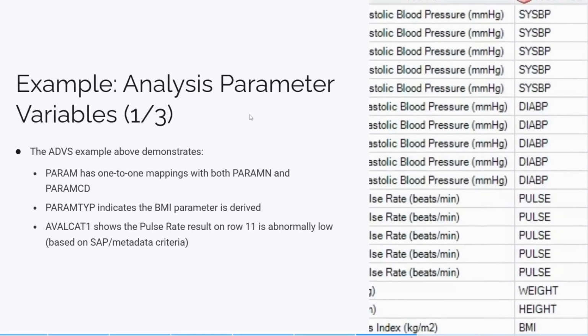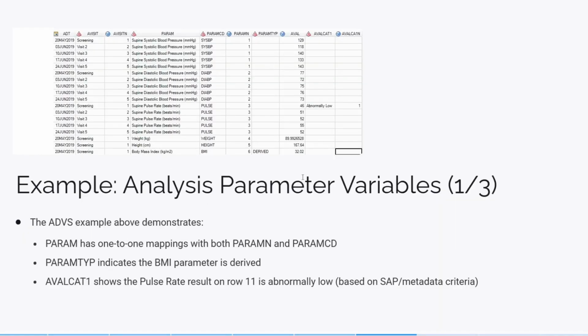So, an example of the analysis parameter variables: the ADVS example above demonstrates that the PARAM has a one-to-one mapping with both PARAMN and PARAMCD. The PARAMTYP indicates the BMI parameter is derived. You see here the BMI parameter is derived, and AVALCAT1 shows the pulse rate results are abnormally low based on the SCP and metadata criteria. And just to be noted, PARAMTYP was withdrawn in the new version of the ADaM implementation guide.